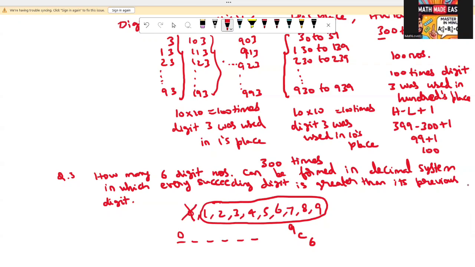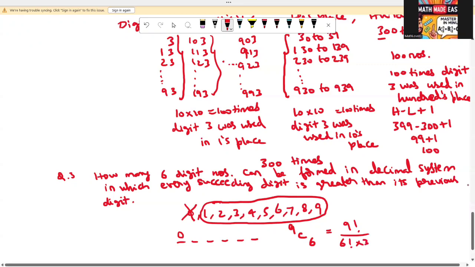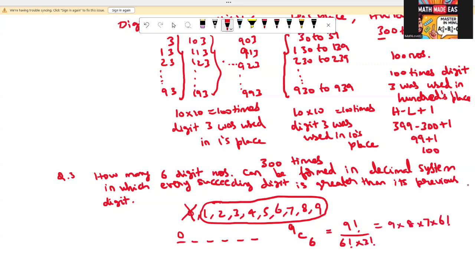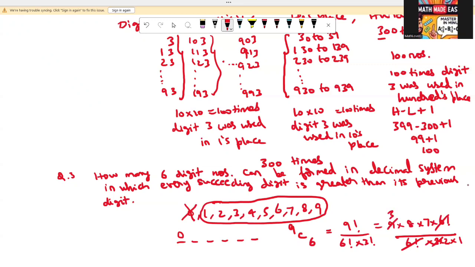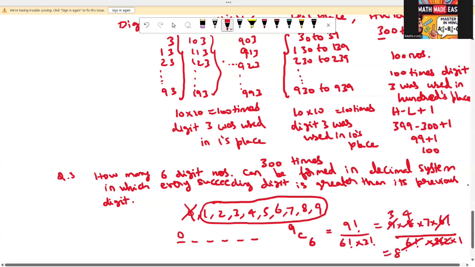So the answer for this question will be very direct. The answer will be 9C6. So just 9 factorial by 6 factorial into (9 minus 6), 3 factorial. If I expand this, I get 9 into 8 into 7 into 6 factorial, over 6 factorial into 3 factorial, which is 3 into 2 into 1. So 3 threes are nine and 2 fours are eight. So the final answer that we'll be getting is 84 numbers.